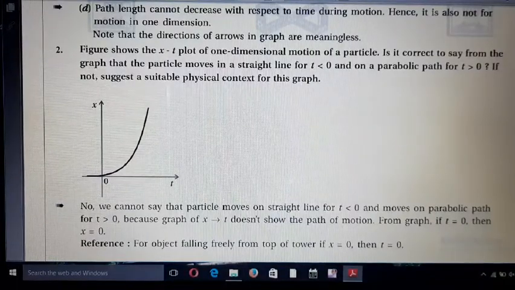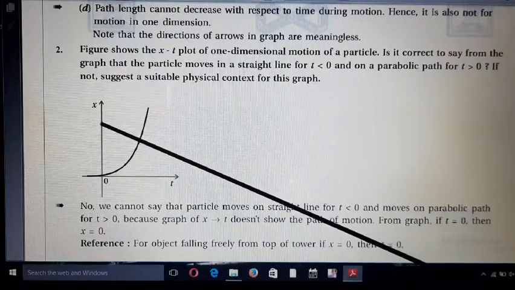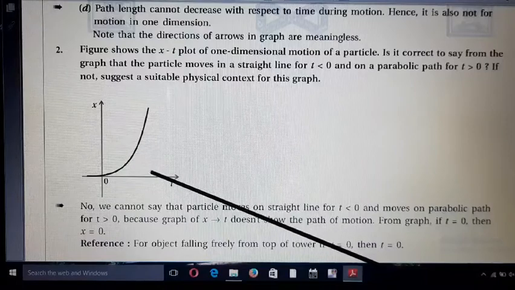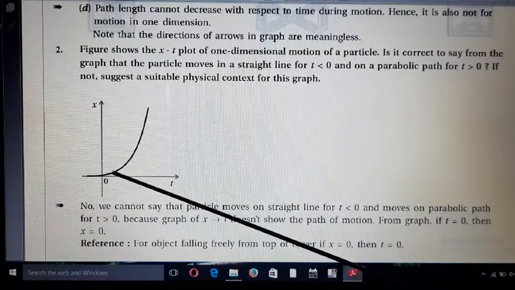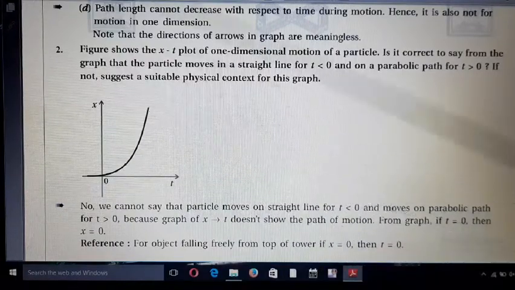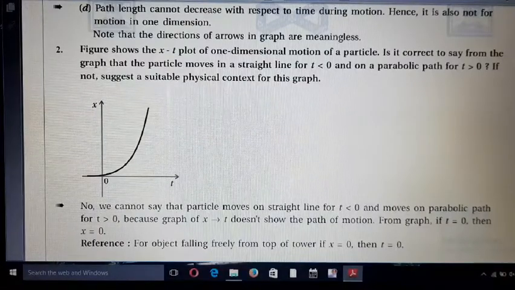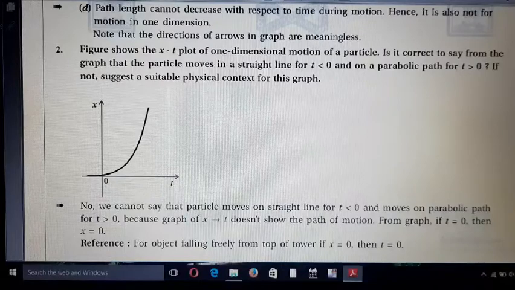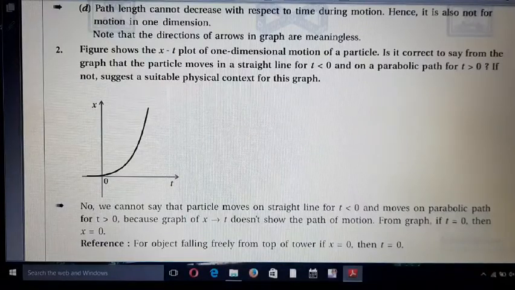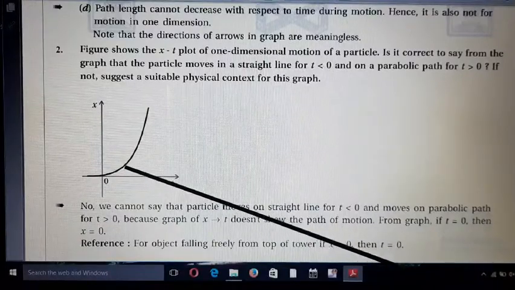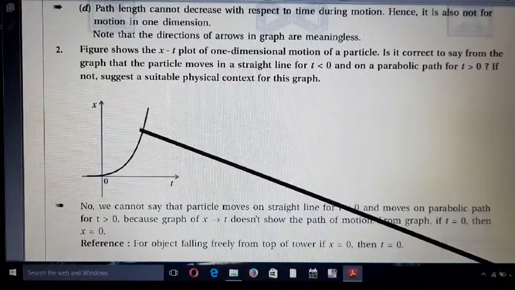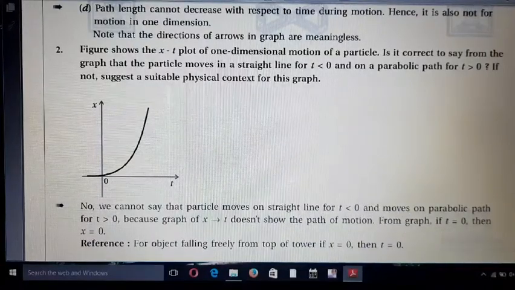Friends, here a graph is available. Here is the x versus t graph. In this graph, when time is increased, position is suddenly increased. But here we can say that the particle moving on a straight line for t less than 0 is not possible, and moving on a parabolic path for t greater than 0 is also not possible, because the x versus t graph does not show the path of motion.